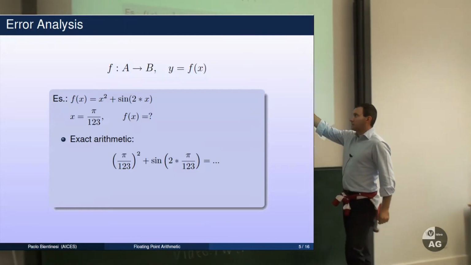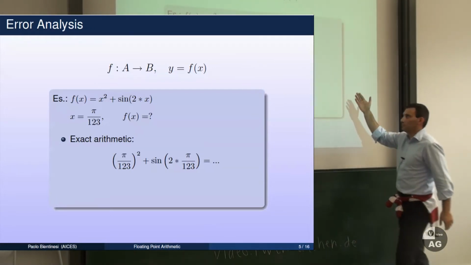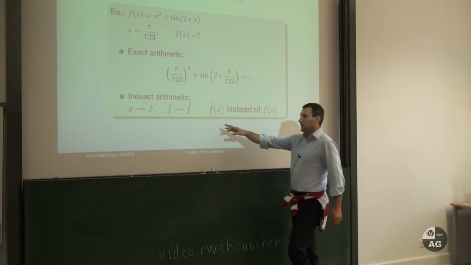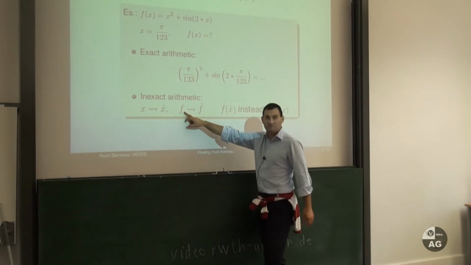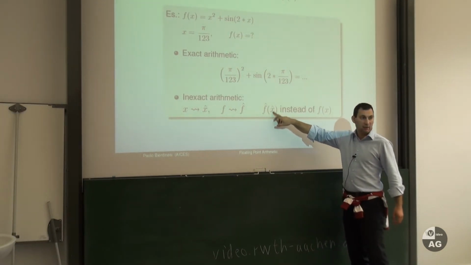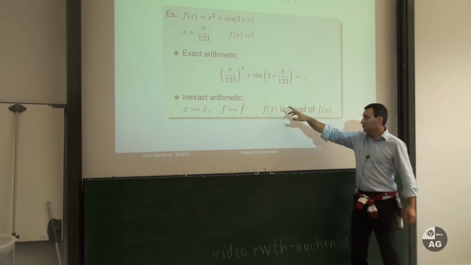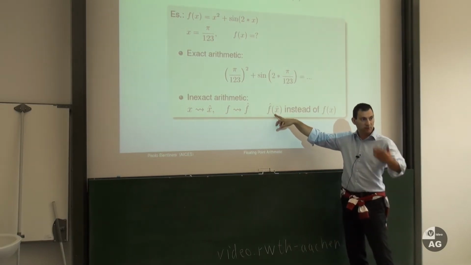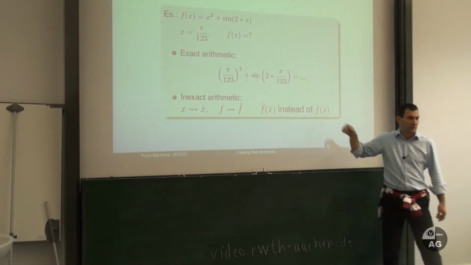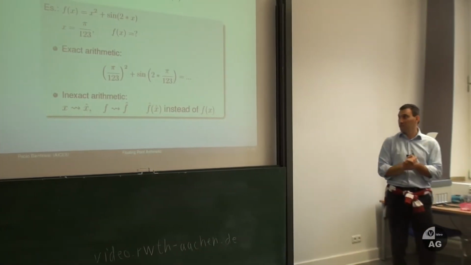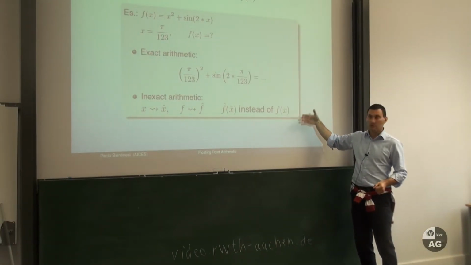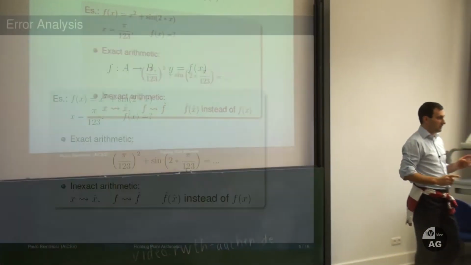In exact arithmetic, this is no big deal. You can do it by hand. In exact arithmetic, x moves to x hat, f moves to f hat, and so you end up evaluating f hat at x hat instead of f of x. And in doing this, you will make mistakes because of the arithmetic. So this will be even further away from f of x. So you always have to keep in mind that for the operations, there is a mathematical definition and there is a computer counterpart. And the two things are not the same.